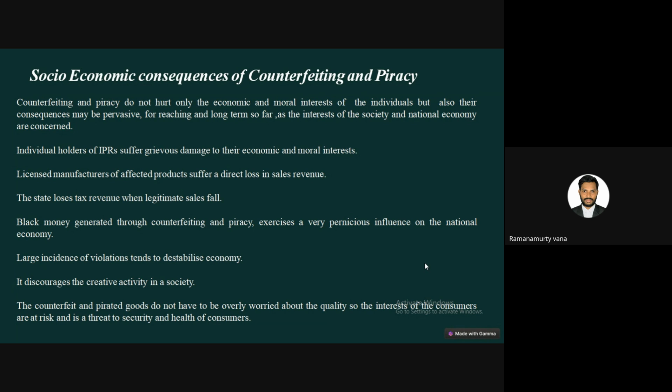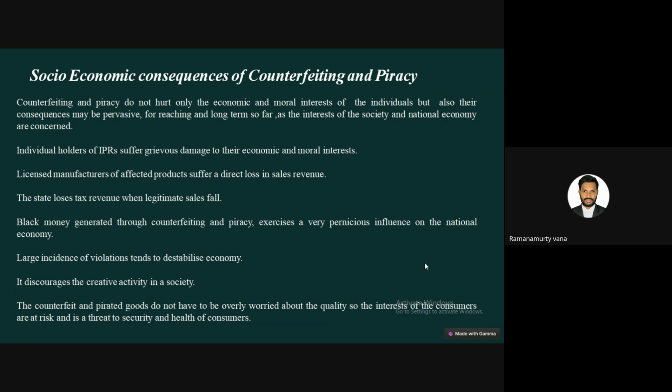a company purchased a product from a particular inventor by paying some amount, but someone else used it, so company A, which was signed to produce some goods, was directly involved in the loss in its sales. The third is that the state also loses tax revenue when legitimate sales fall. And the fourth, which is very important, is that counterfeiting and piracy generate black money and exercise a very pernicious influence on the national economy.